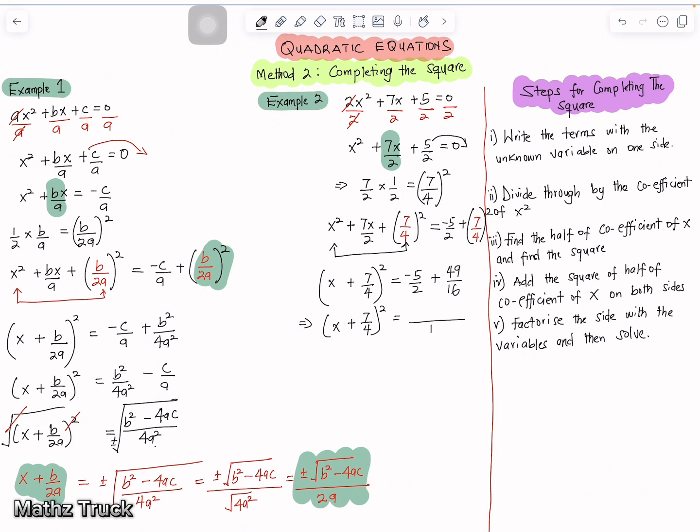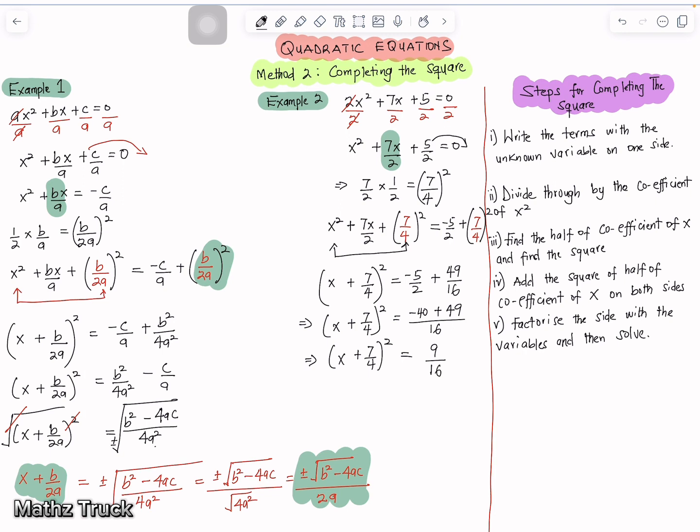Now we can go further by writing x plus 7 over 4 all squared. Find the LCM, which is going to be 16. 2 goes into 16, 8. 8 times 5 is negative 40. Plus 16 goes into itself 1 times 49 gives us 49. Then we have x plus 7 over 4 all squared equals negative 40 plus 49 gives us 9 over 16.